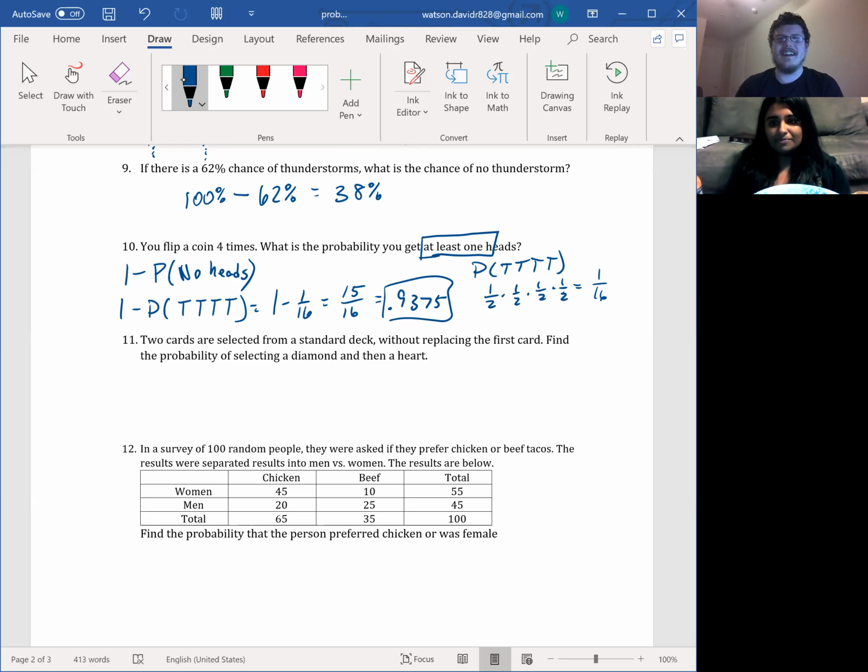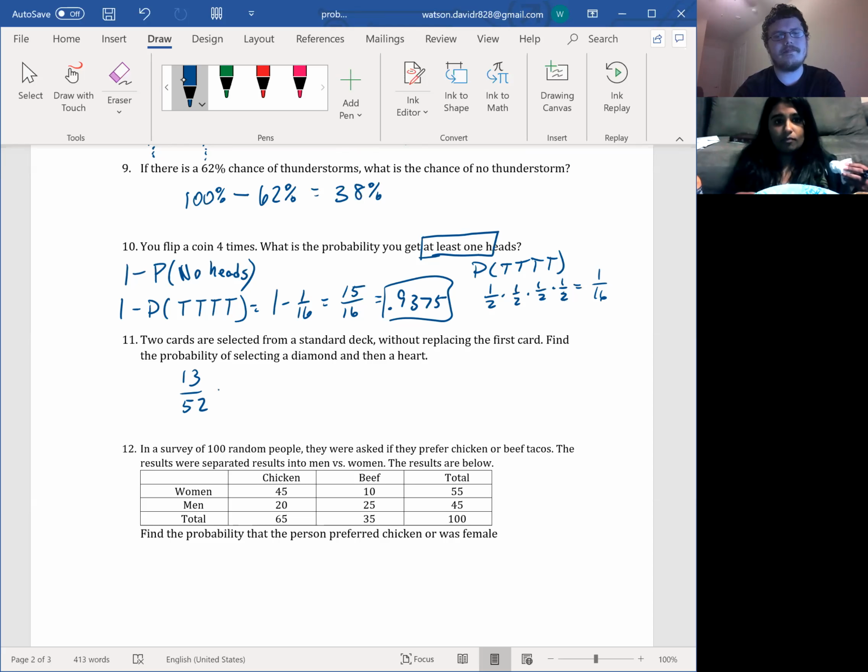All right, I'll read it for her because I don't think she can read right now. My lips are burning. 2 cards are selected from a standard deck without replacing the first card. Find the probability of selecting a diamond and then a heart. All right. How many diamonds do you think there are? 13. There's 13 diamonds. Out of 52.